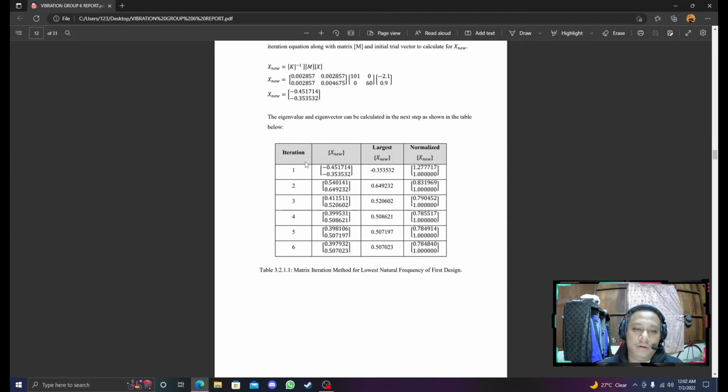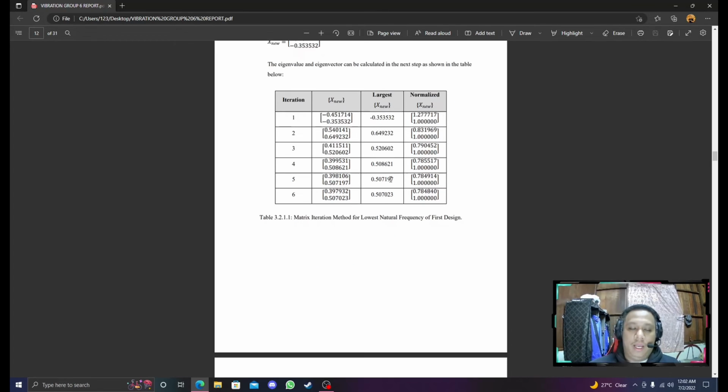This is the iteration for iterations 1, 2, 3, 4, 5, and 6. In iteration 1, x new is negative 0.451714, negative 0.353532. The largest x new is negative 0.353532 and the normalized x new is 1.277717 and 1.000000, followed by iterations 2, 3, 4, and 5 as you can see in the table.